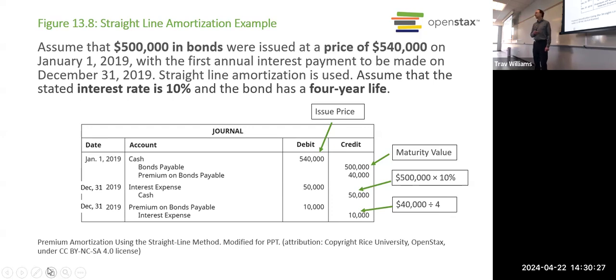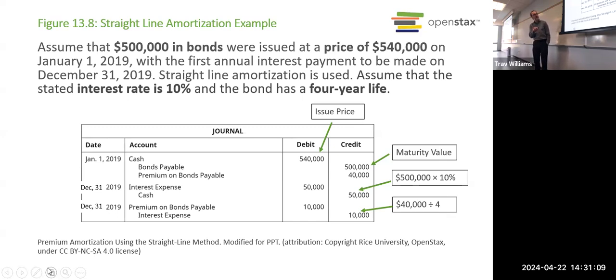So at the end of the first year, we make the first interest payments. Remember, it's 10%, right? That's what it says up here, 10%. So it's 10% of the face value, $50,000. That's what we have to pay out in interest. The debit to interest expense, credit to cash. Pretty simple journal entry there. But we also have to amortize the premium. Again, the premium reduces our interest expense. So let's see what happens here.